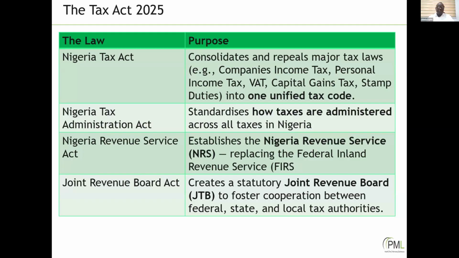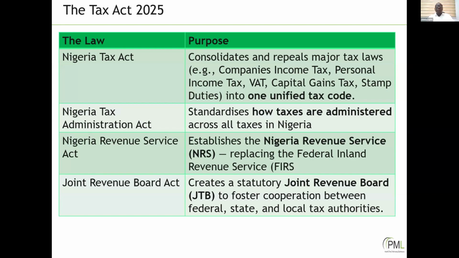So when you talk about the Tax Act, that consolidates and repeals most of the tax acts that we are familiar with. The company income tax, the personal income tax, the VAT, the capital gains, all of those things have been consolidated into the Nigerian Tax Act. And it deals with the law that governs the tax itself. What kind of tax do you pay? How do you calculate it? How do you file it? All of those are the taxes you need to pay. How do you determine it? Or what transaction do you pay it on? All of this is what you have in the Nigerian Tax Act.